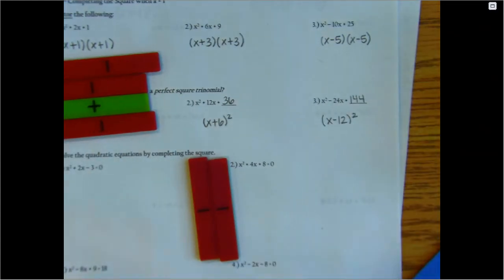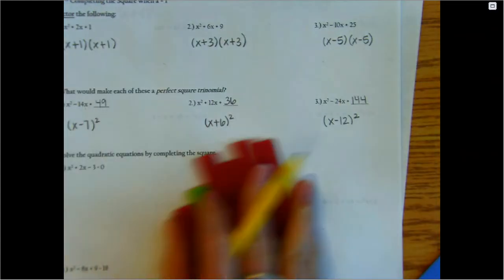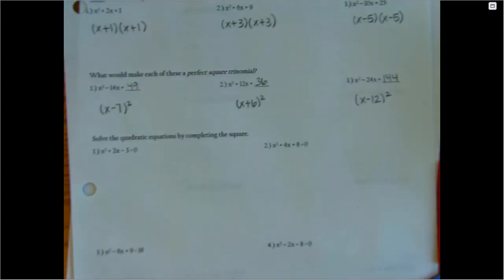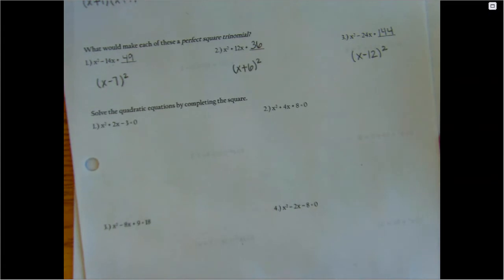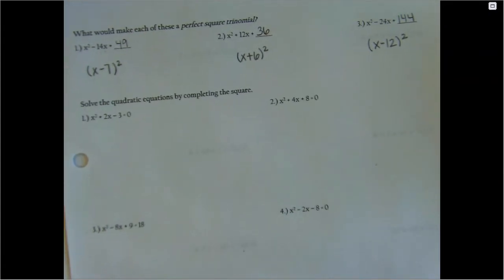Okay, so this is the situation that we are trying to create here. Okay, so let's take a look then at how we would solve a quadratic equation by completing the square.